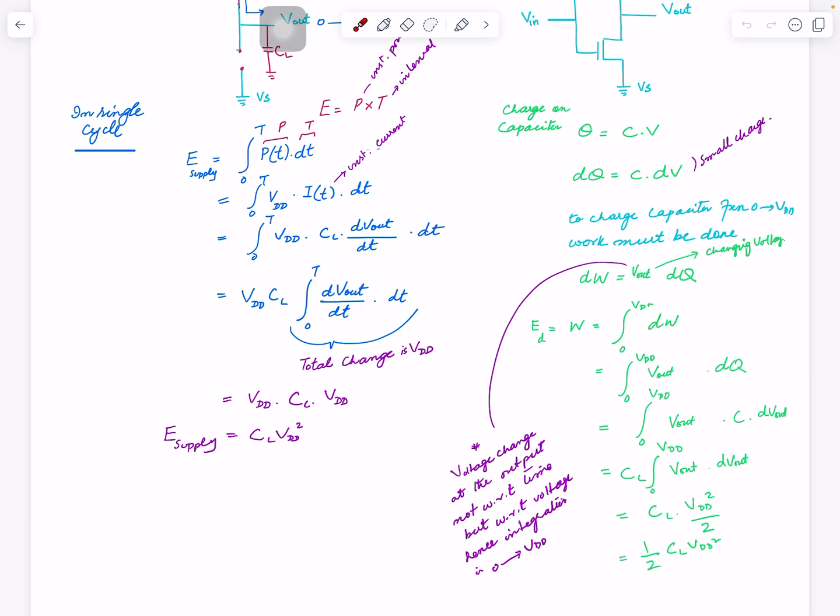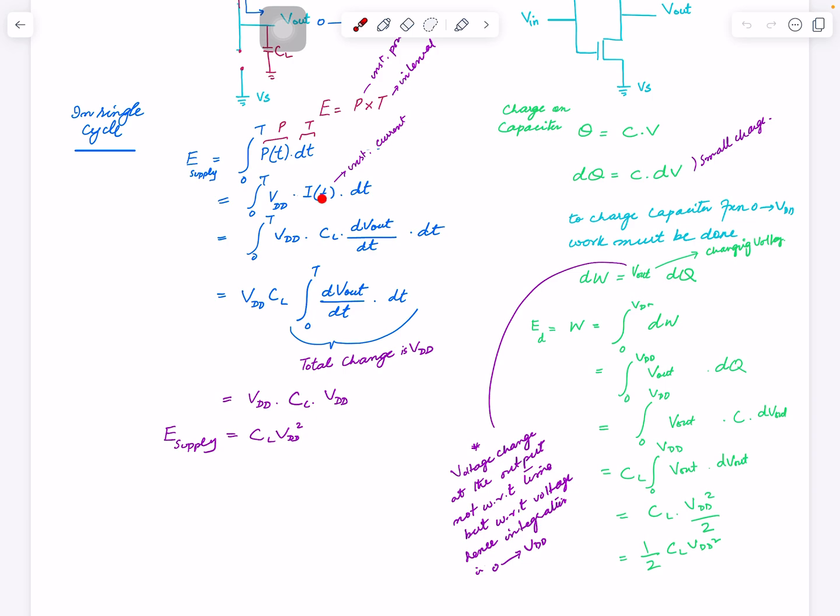I'm not teaching integration. I have forgotten that too, to be honest. But if you integrate this one, you come up with VDD square over 2. And then half CL VDD square, just rearrange that. All right, so what is the note here? I forgot that. So this voltage at the output, not with respect to time, but, oh, I'm sorry, with respect to, since we have a changing voltage, so it's important. I think that's why I mentioned that, because I was confused myself.